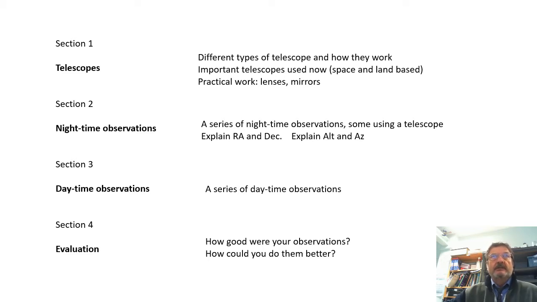Section 2, nighttime observations. You have to do some observations, some of which using a telescope. A series of nighttime observations. You should learn and explain right ascension and declination, altitude and azimuth. Section 3, daytime observations. Again, a series of daytime observations. And then section 4, a big section. If you want a distinction, you do good evaluations of all your measurements and observations.